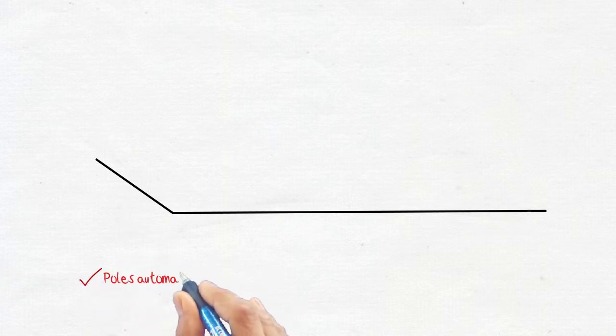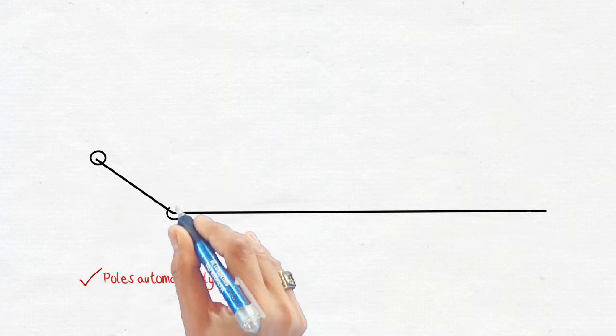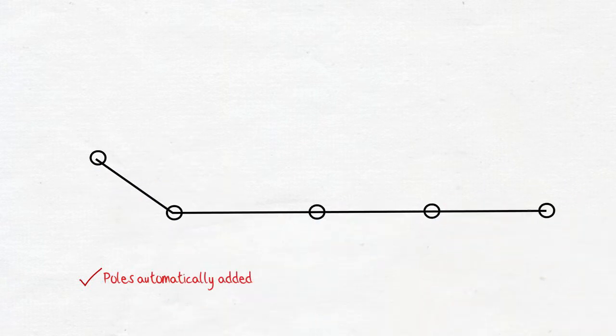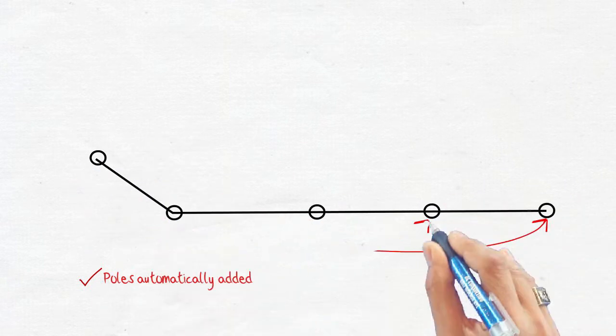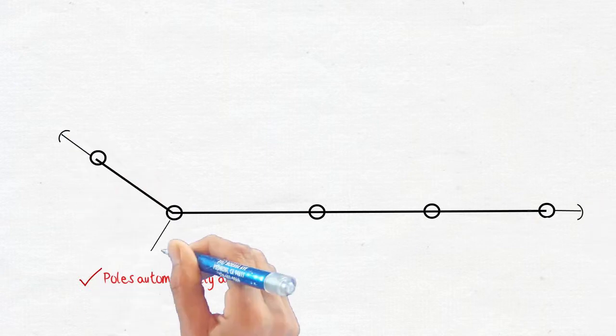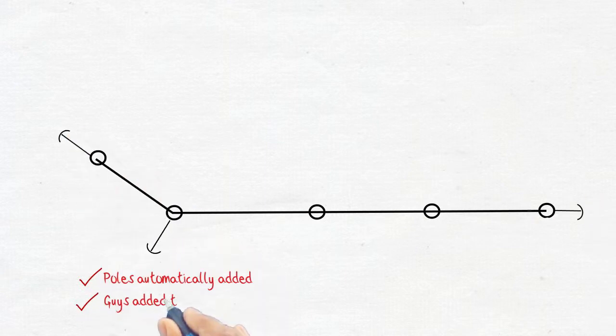Now you'll find in utility design, when I draw this line, poles are automatically added. What's more, guys are automatically added too, and in this case both at the ends of the power line as well as at the bend. Okay, let me keep designing.